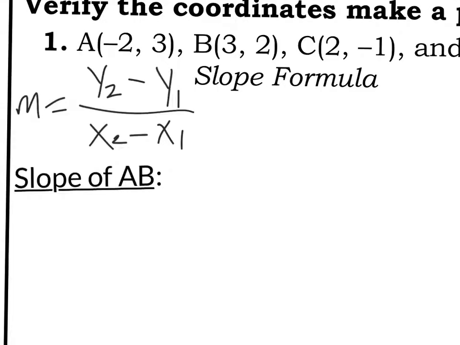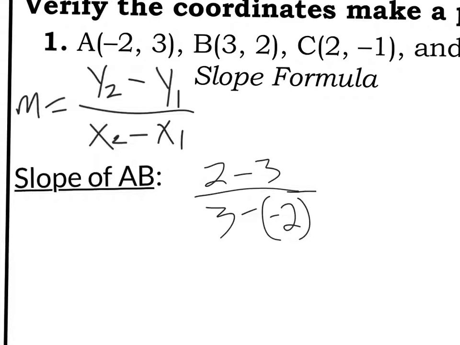So the first thing I'm going to do is find the slope of AB. So the y2 minus y1 would be 2 minus 3 over the x2 minus x1 would be 3 minus negative 2. Don't forget to write your negative in parentheses if you're ever subtracting out a negative, because sometimes kids forget to do that and they only write one negative and they make a mistake.